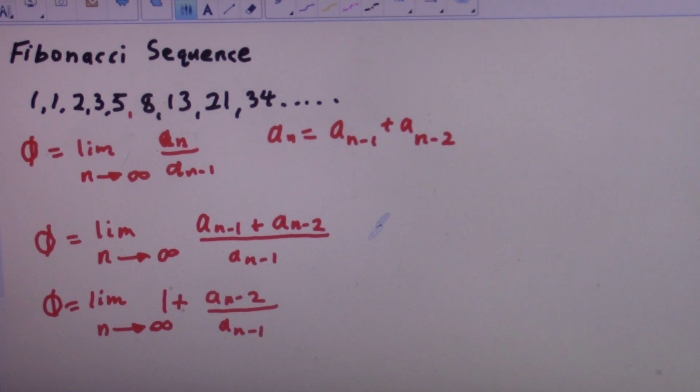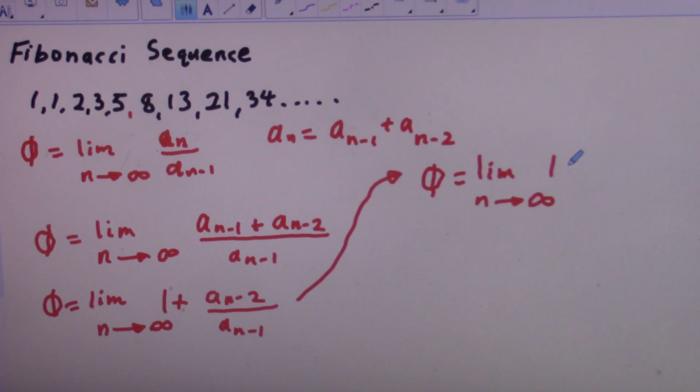So this is going to simplify to, I'm going to come over here, it's going to simplify to theta equals the limit as n approaches infinity of 1 plus 1 over phi. Okay, to me this step is the hardest one of the whole bunch. And once you have that, you're able to start working on this.